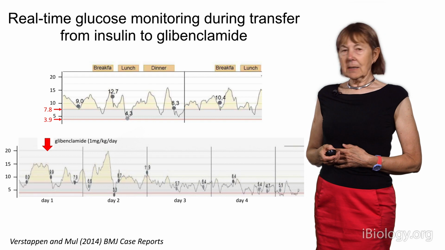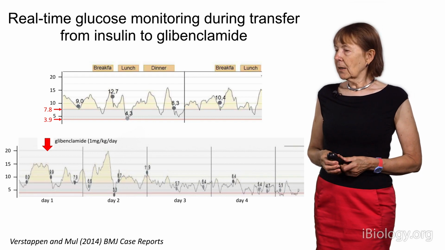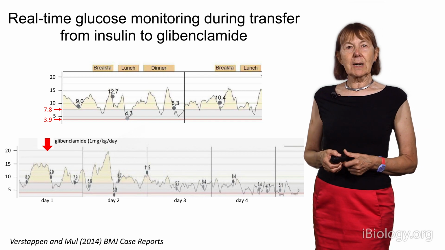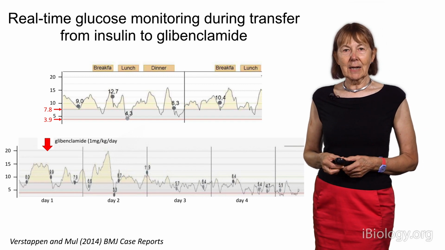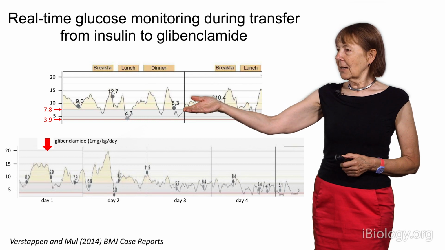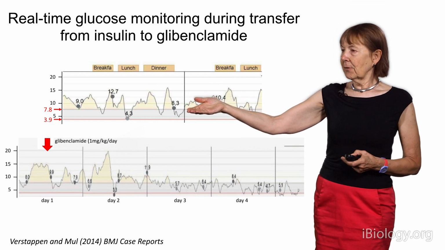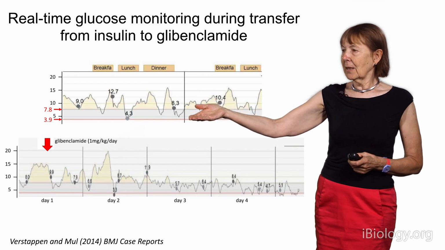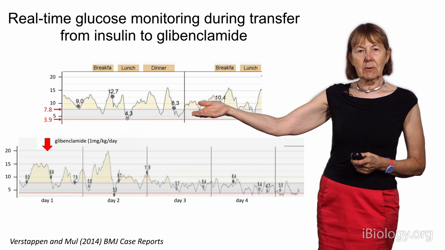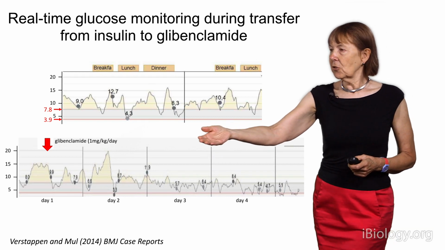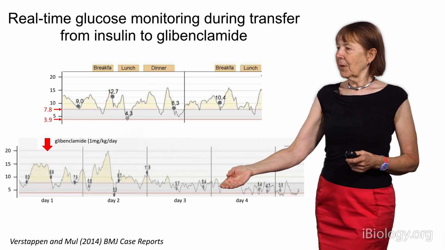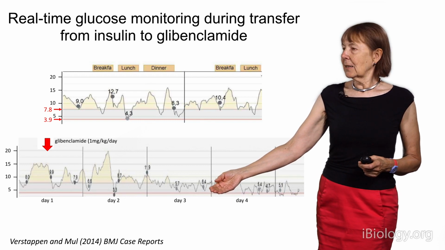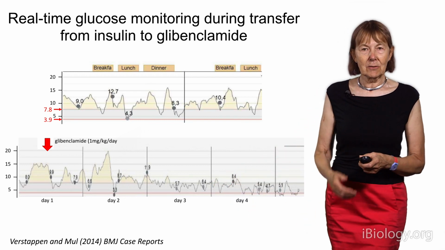And in this recording taken from the work of Verstappen and Mull, you can see real-time blood glucose monitoring during transfer from insulin to glibenclamide. And you'll notice that prior to glibenclamide, the sulfonylurea, there are many fluctuations in the blood glucose concentration, and it's much higher than the normal level, which is indicated here in blue. But following glibenclamide transfer, which you see here, the blood glucose fluctuations are very much less, and the blood sugar level is also lower.